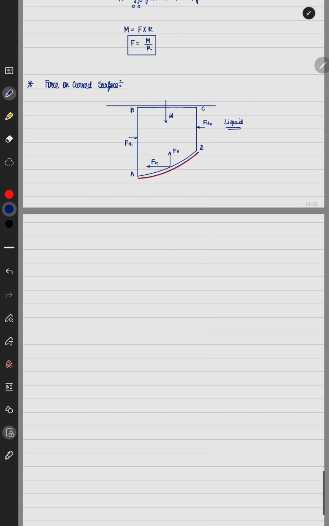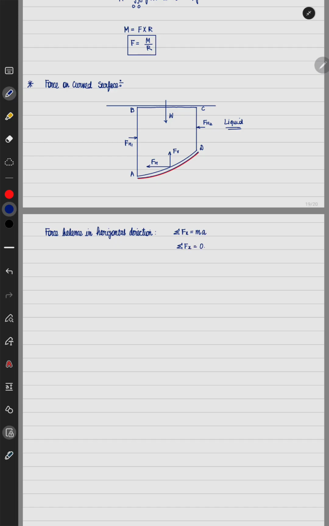Now I would like to balance all the forces in the x and y directions. Let us first balance the force in the horizontal direction. The force balance in the horizontal direction is given by summation of all forces equal to mass into acceleration. The acceleration comes out to be 0 because we are talking about static fluids. So summation of all forces equals 0.